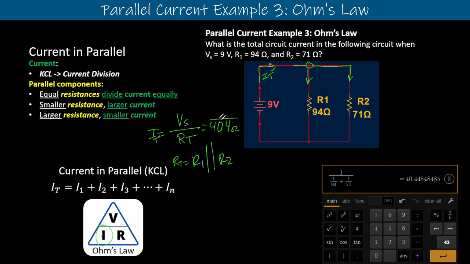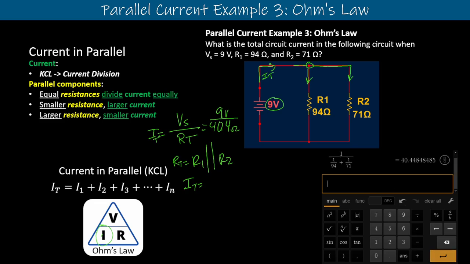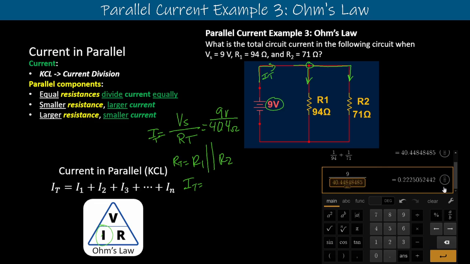We'll divide the voltage source of 9 volts by that, and that's going to be our total current, IT. We'll calculate that out. We'll say that we have 9 divided by the previous answer that we just got, that 40.4, and that's going to give us this value, this 222 value. So it's stated at 0.222 amps.